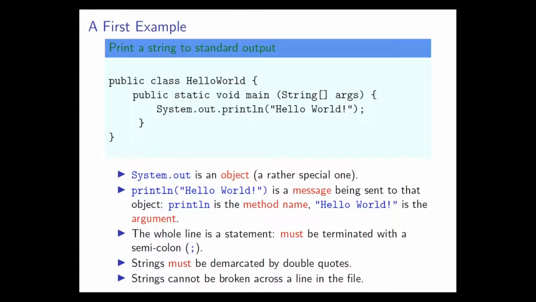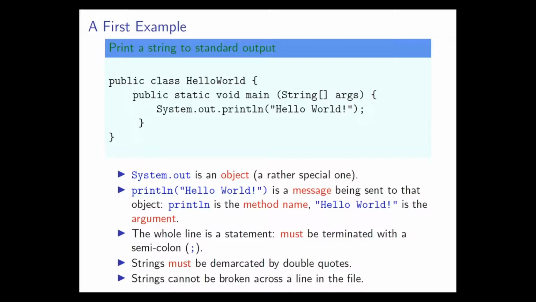And now finally we come to the very inside of the program, our single line System.out.println("Hello World"). Now let's deconstruct that a bit. Now System.out is an object. It's a rather special one. It represents the standard out of your program, which in practice is going to mean the terminal or wherever you expect to see output from your program.